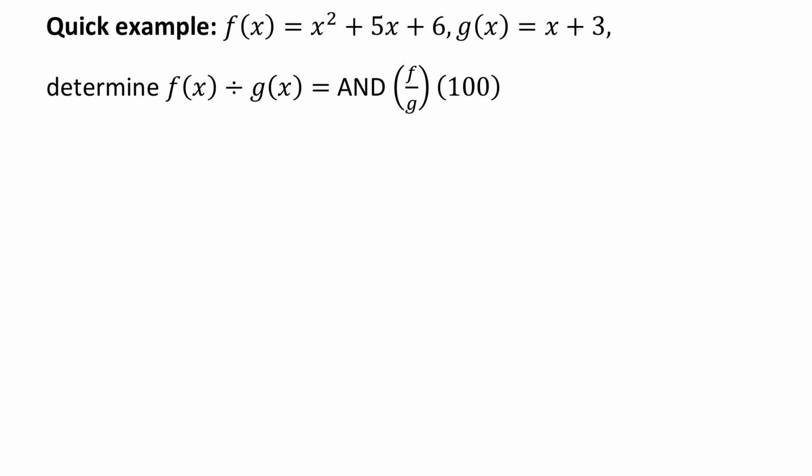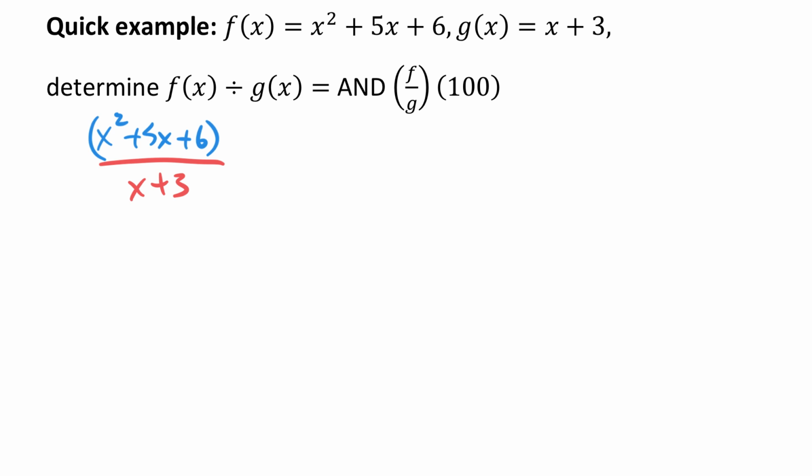All right, one more example because we have to look at division. What if we wanted to calculate f of x divided by g of x? Sometimes we write this as f over g of, let's say, 100. So here's f of x, here's g of x, and we need to calculate f divided by g. So again, just as a setup for you, this would look like x squared plus 5x plus 6 divided by x plus 3. So go ahead and pause the video and give it a try to simplify that expression.